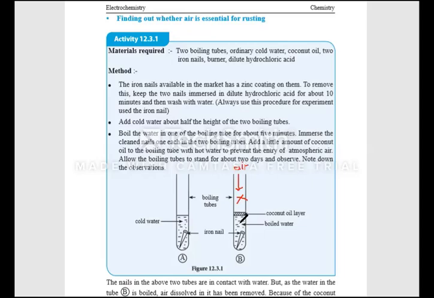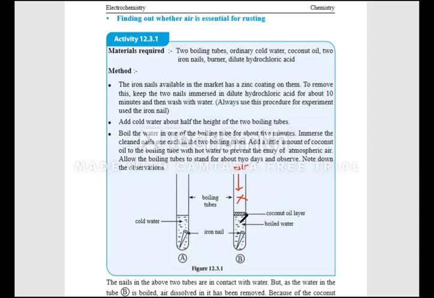So now let's look at what we will be observing, right? After 2 days, you will see that the iron nail in boiling tube A has rust forming on it, right? So this rust would be observed in a brownish color, kind of like an orange brownish color. But then rust will not be formed on the iron nail inside boiling tube B, right? So those are the observations. So what does this mean? What can you conclude from this experiment?